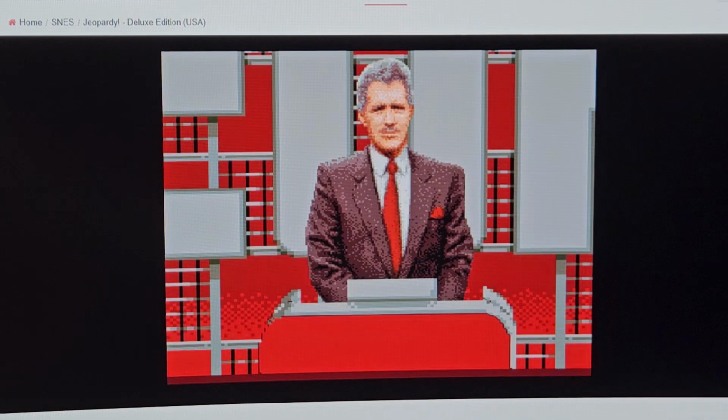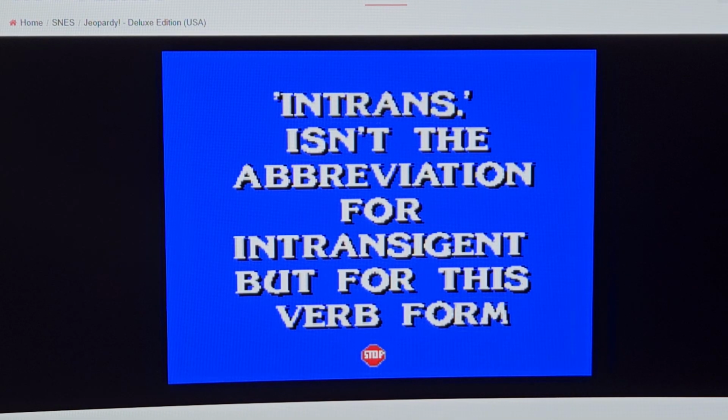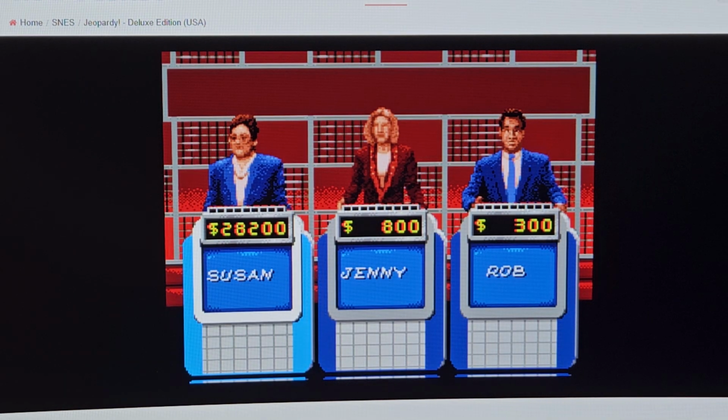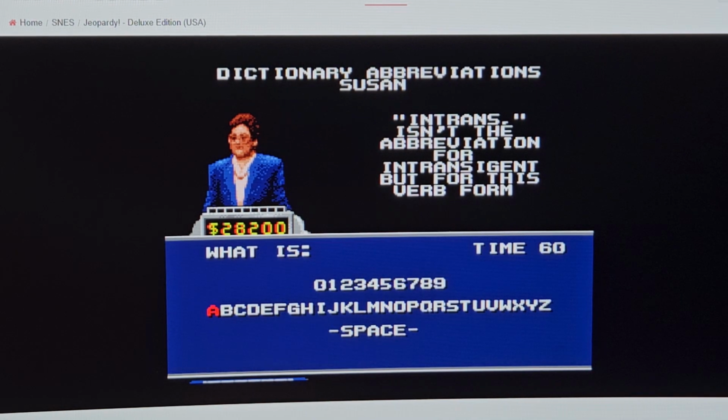Abbreviations 800. The answer is: intrans isn't the abbreviation for intransigent, but for this verb form. What is intransitive?